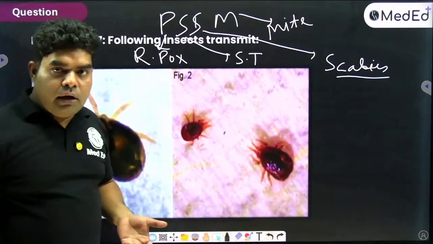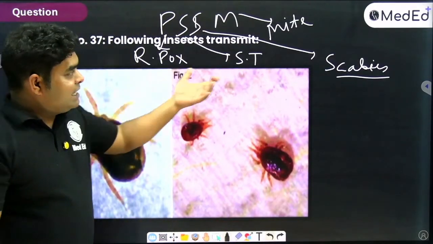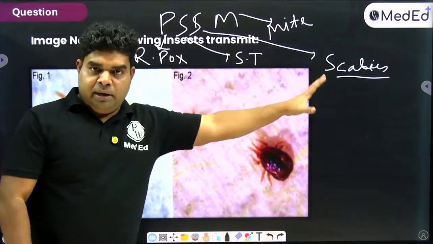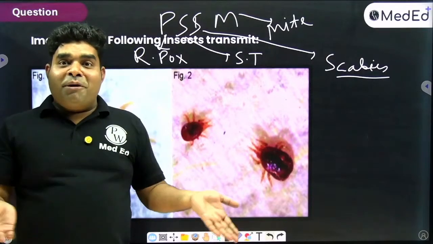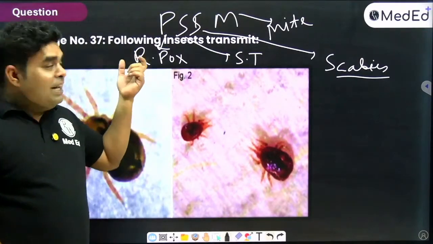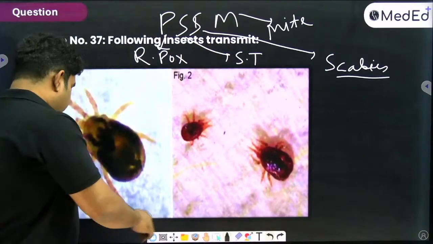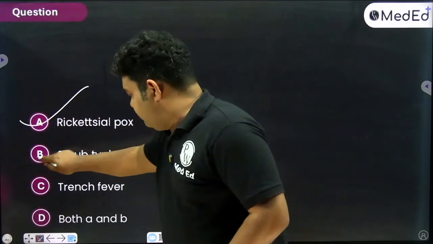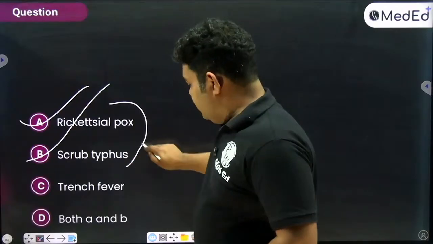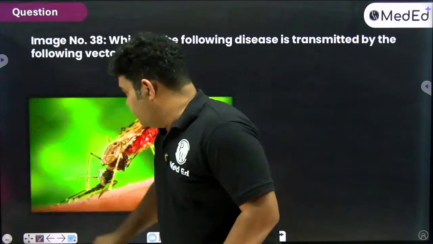One more student in one of my earlier coaching classes suggested that, sir, we can remember it as RSS also. Rickettsial pox, scrub typhus, scabies. So it's all up to you. You can remember it by RSS or PSSM. My suggestion is remember both mnemonics. Then you will remember the full form. P and R, rickettsial pox, scrub typhus, scabies by mite. Don't forget. Mite transmits rickettsial pox and scrub typhus. Both A and B are transmitted by mite. The correct answer is D, because both A and B will be transmitted by it.